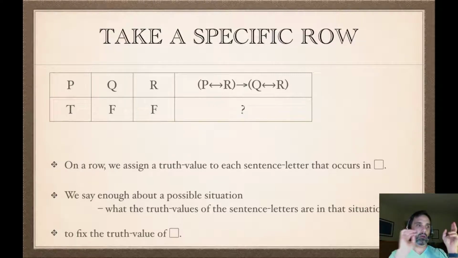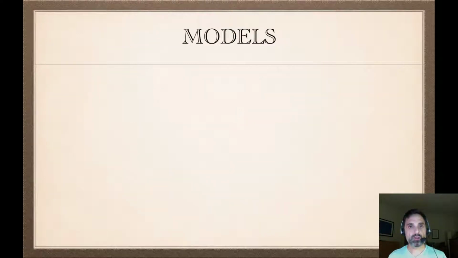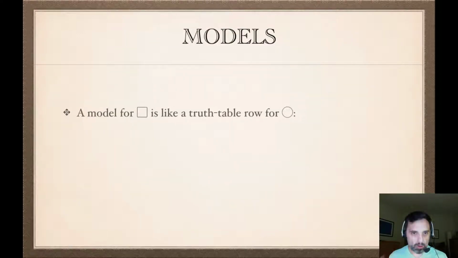So the point of a truth table row is this. We describe a situation partially, right? Because here we have a description of a situation in which P is true, Q is false, and R is false. That leaves open lots of facts about the situation, like is S true or false, and so on. So we have a partial description of a situation, and we describe it with enough detail to fix the truth value of the sentence we care about, and with no more detail than that. So it turns out that what a model is going to do is just like what a truth table row does.